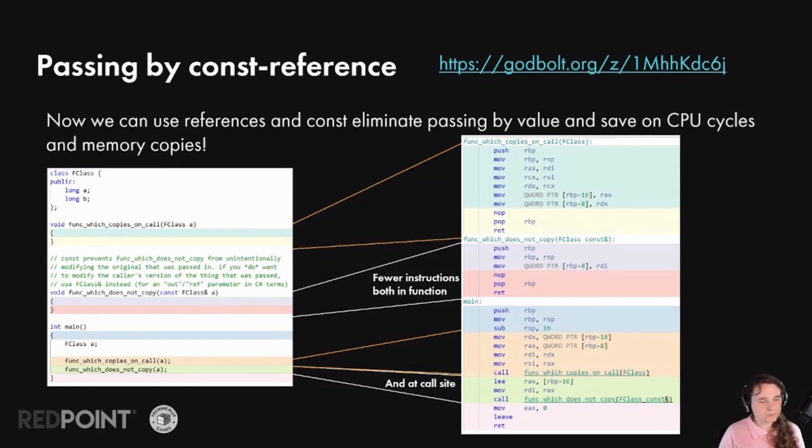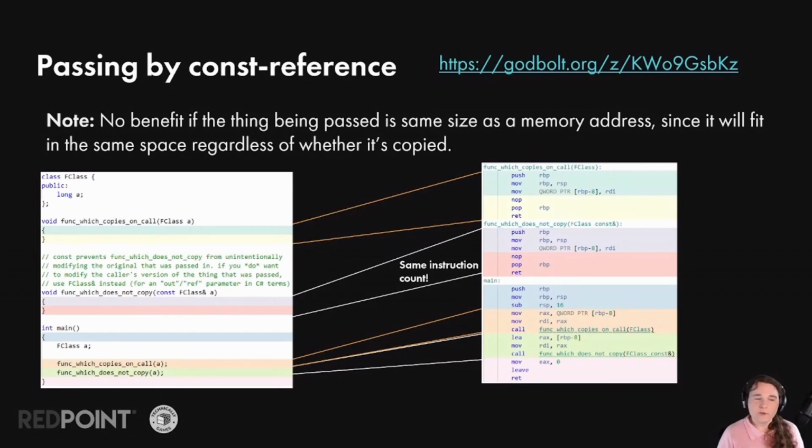If we compare that with the function which does not copy, it just takes a reference, then the only thing we're actually passing is the memory address of F class. So when func which does not copy gets called, what it's actually getting passed under the hood at the machine level is the address of A that is on the stack inside main. From the code perspective, the reference is invisible, so you're just working with A as if it's a local variable. But actually, under the hood, there is this reference that's pointing to another location.